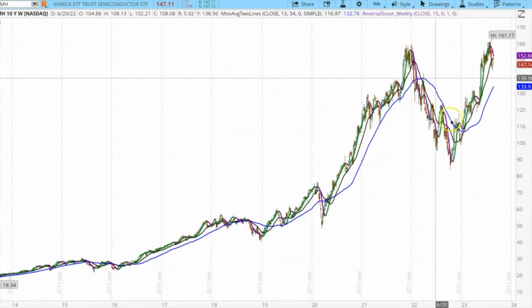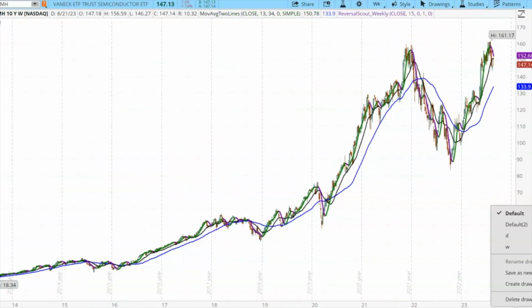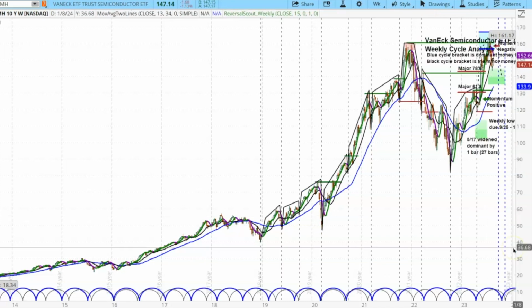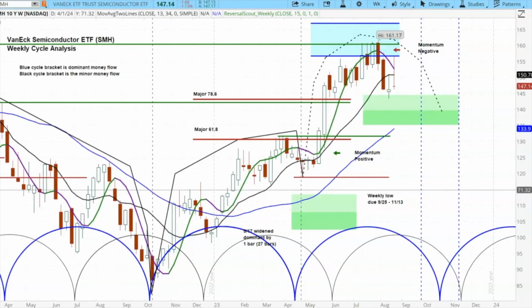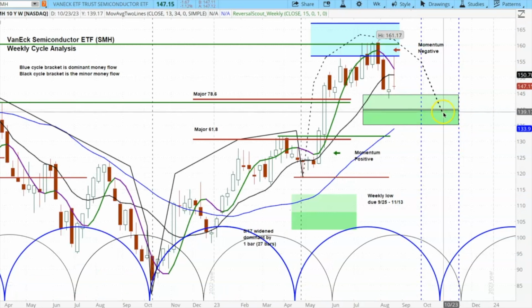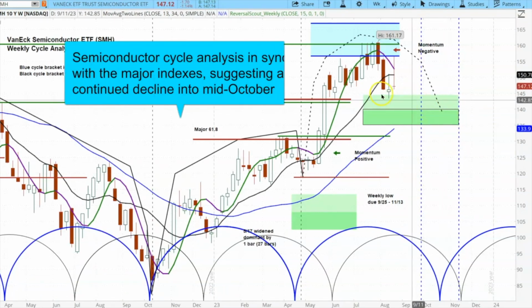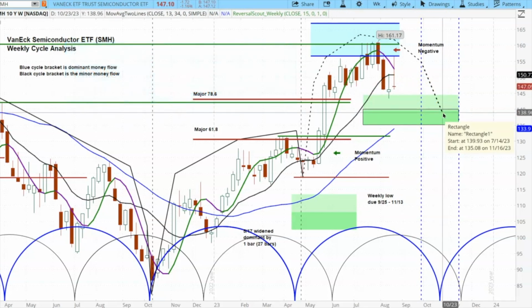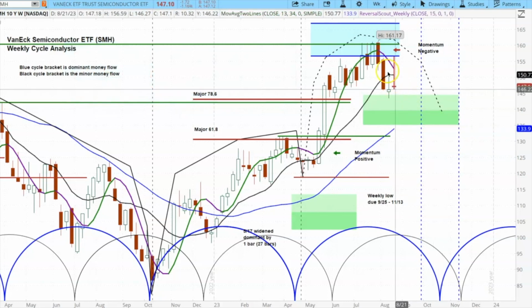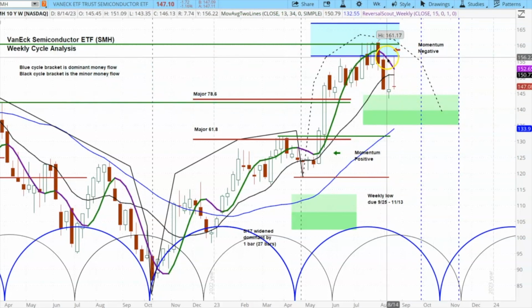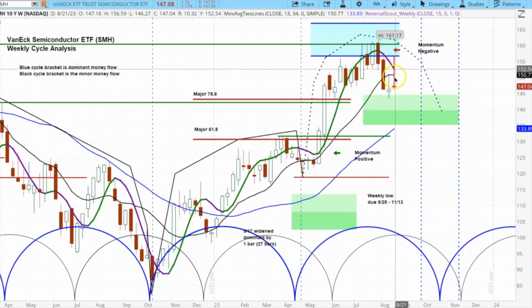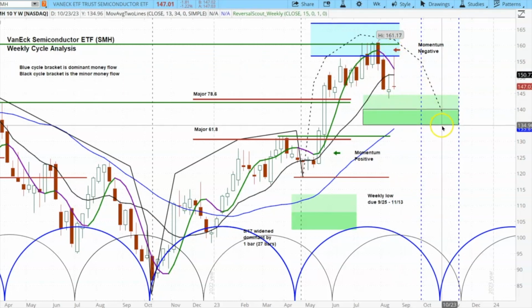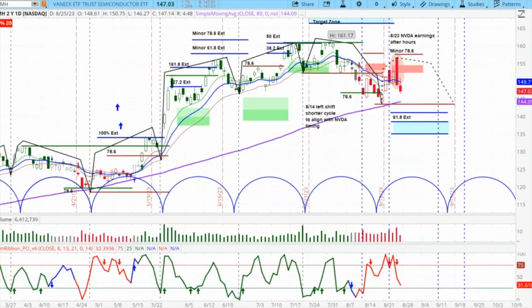If I show you the weekly chart in here, let me just put up our weekly analysis. That's what it looks like without our analysis, and this is what it looks like with our analysis. This then points out in the SMH over to this low in mid-October. This is very much in alignment with what we're seeing in the major markets. So the downward turn in momentum here is giving you the negative conditions and why these are failing. This is likely to get down here to 135 or lower.